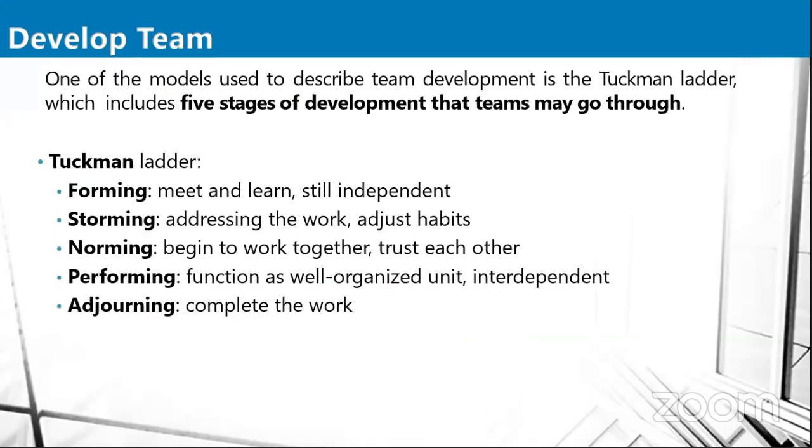Now, in developing this team, one of the models used to describe team development is the Tuckman ladder, which involves 5 stages of development that teams may go through. You have forming, which is the first stage, storming, norming, performing, and adjourning. Now, I'll explain what it means.